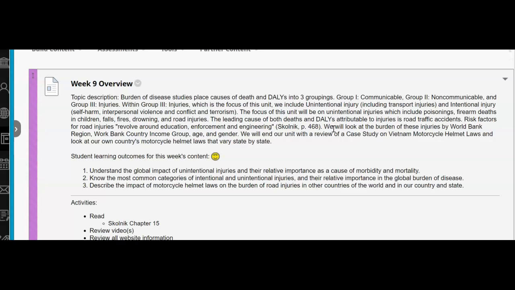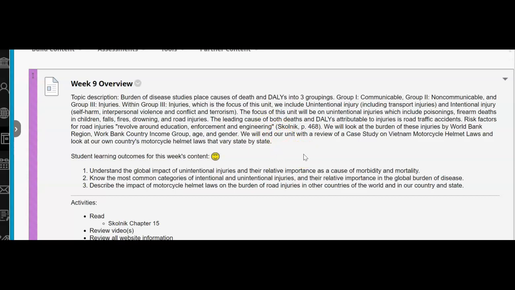Risk factors for road injuries revolve around education, enforcement, and engineering. And you think, well, we're talking about unintentional injuries. How does that revolve around education, enforcement, and engineering? We're going to look further at that, and you'll better be able to explain that by reading your Skolnick textbook.